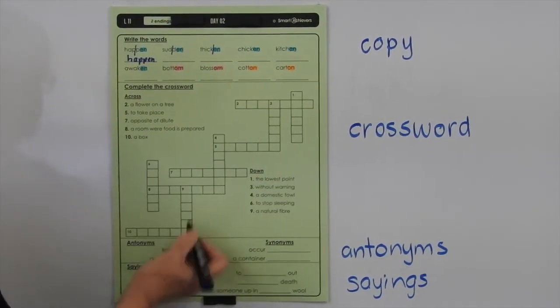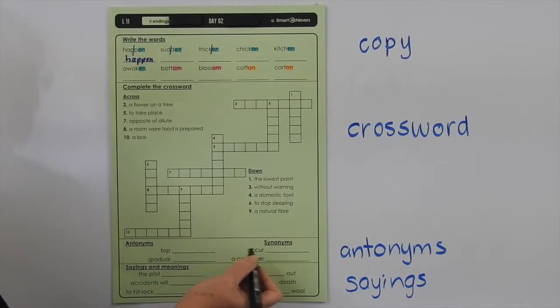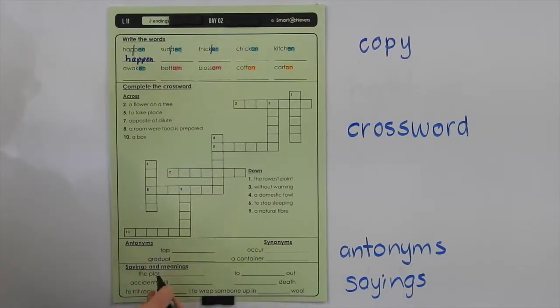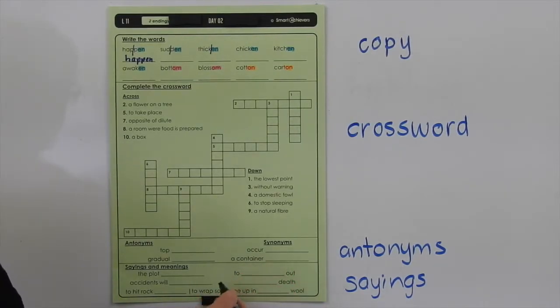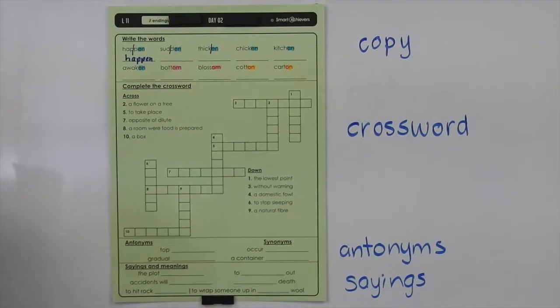Antonyms mean the opposite, so you have to use your list words to work out what is the opposite of top, etc. These ones here are synonyms, so it means the same as. So if you think same, synonym, both start with an S, antonym must mean the opposite. Sayings and meanings, these are common sayings that you would hear or use quite a lot. The plot, something, accidents, will, to hit, rock, so you can fill those in on your own, and you may need a bit of discussion within the group to help you to do that.